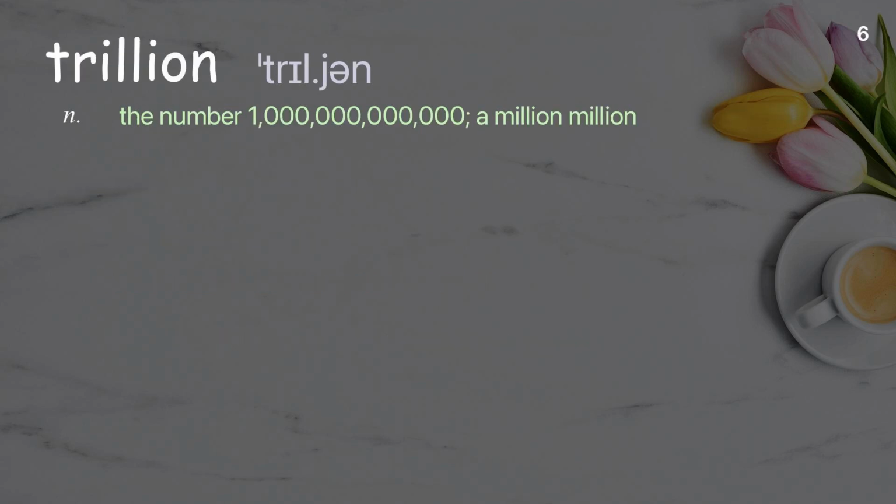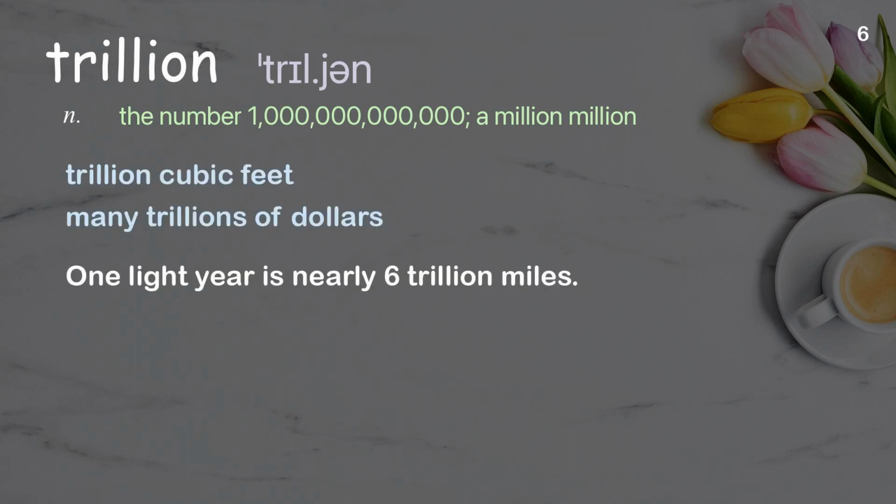Trillion. The number 1 trillion, a million million. Examples: Trillion cubic feet. Many trillions of dollars. 1 light year is nearly 6 trillion miles.